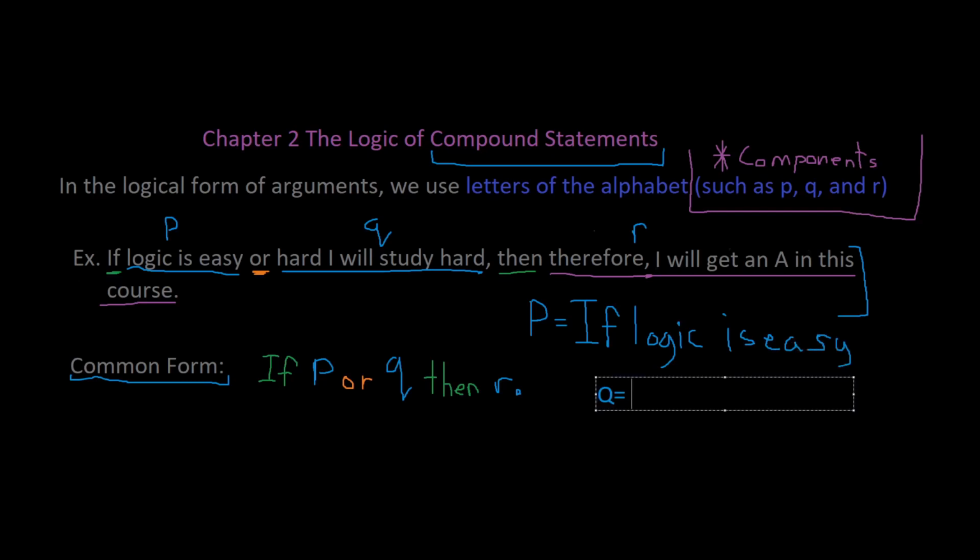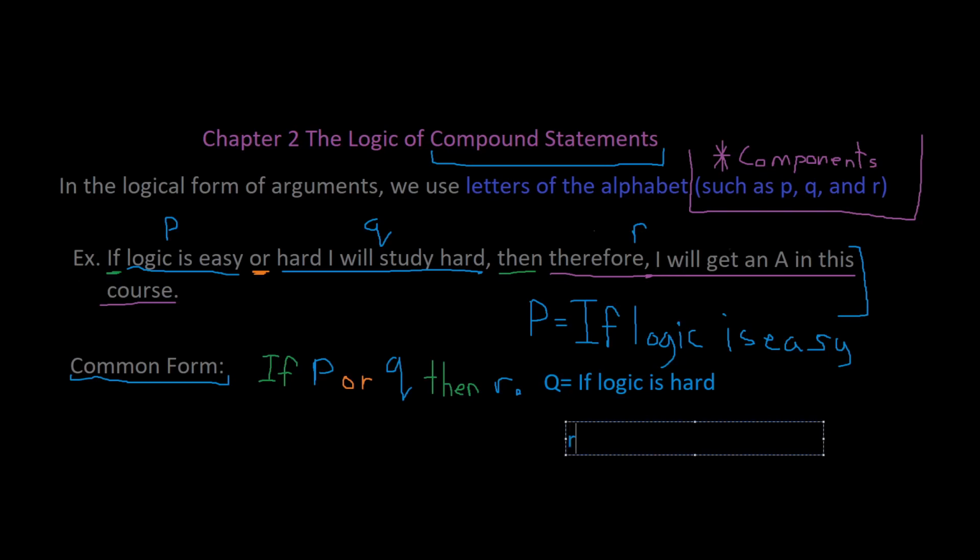Q stands for if logic is hard. So I'm just going to break it down more simplistically. R stands for I will get an A in this course. And so that's what these statements really mean. It just has the extra parts for the statement, which I'll show you right now. So that's our three parts of our statement, right? If logic is easy, if logic is hard, I will get an A in this course.